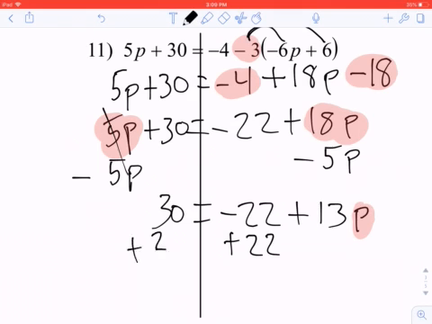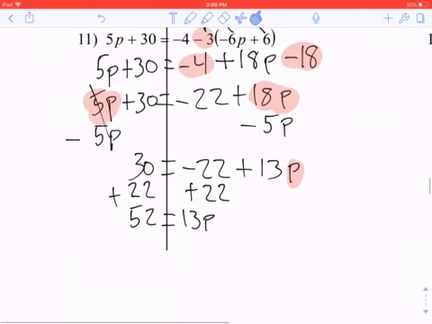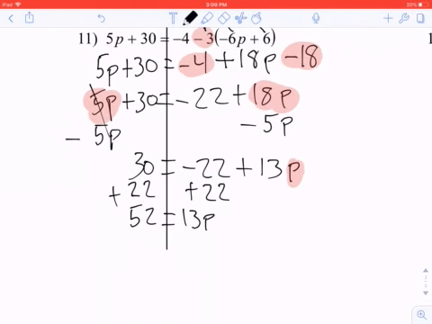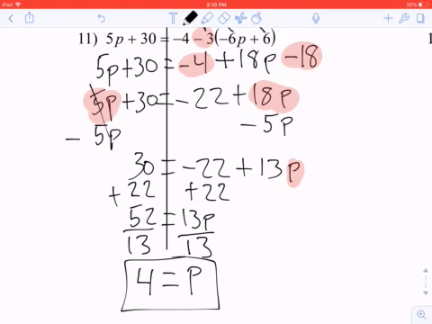And so we will take our 30 and add 22 to get 52 is equal to 13p. We are almost finished. We now need to get rid of the 13 by dividing it to both sides. To find that 4 is equal to p. And that is how we solve those.